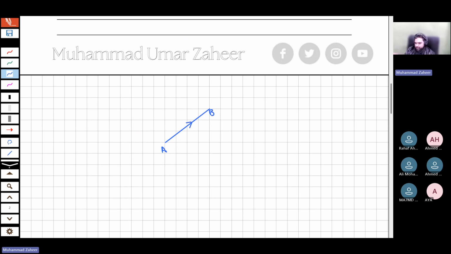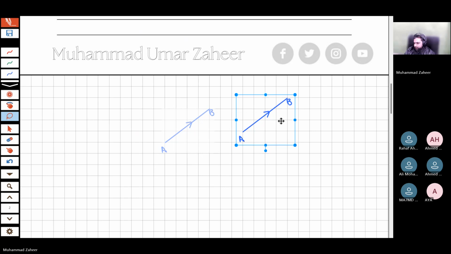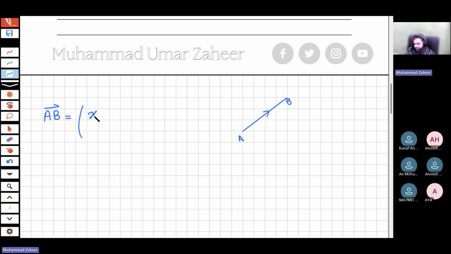So normally we have to show a vector in this notation, X value, Y value. If you are moving towards the right side, like you are moving towards the right side here, 1, 2, 3, 4, so this value will be positive. And if you have a vector moving towards the left side, the X value will be negative.